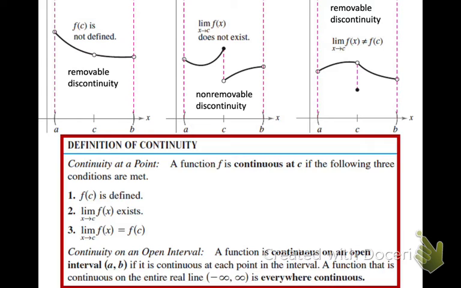Continuity is on an interval. If you look at the pictures before, it's on an open interval. These are not brackets. It's not a closed interval. It's an open interval, meaning the endpoints are not included. If it is continuous at each point of the interval, the function is continuous on the entire number line. You have functions that are continuous on an open interval, and then you have functions that are continuous everywhere. It just depends what happens everywhere on a function. Am I good? Yeah.